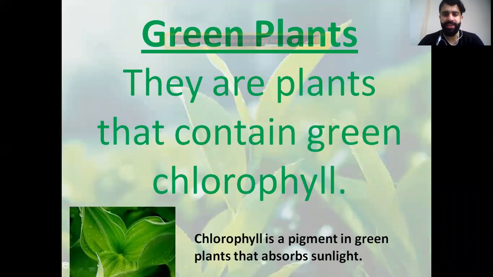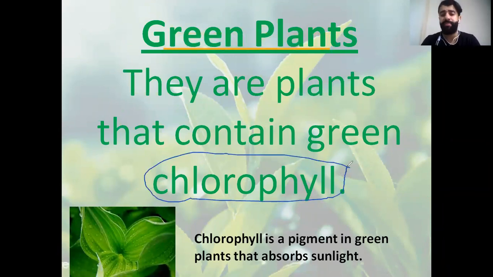So what are the green plants? We said that green plants are the plants that contain the green chlorophyll. Whenever they have chlorophyll, they are called chlorophyllic plants. This chlorophyll is a pigment in green plants. What does it do? It absorbs sunlight and gives the green color of the leaves. So it's responsible for the green color of the leaves. That's why green plants are called chlorophyllic plants.